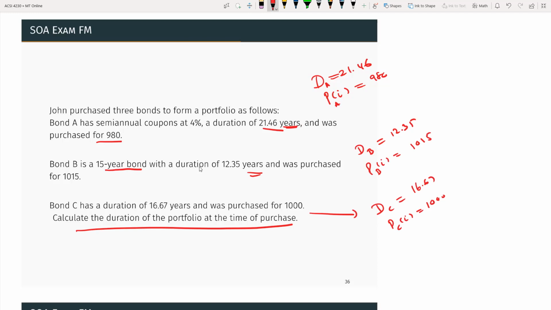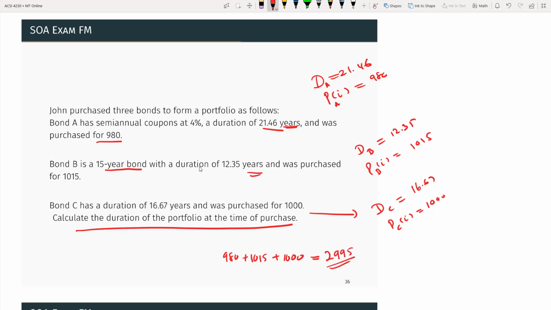So you can see that you can easily calculate the total value of the portfolio. Okay, so what's the total value of the portfolio? So 980 plus 1015 plus 1000. So this one gives you what? Let's use our calculator. So this one is 2095.